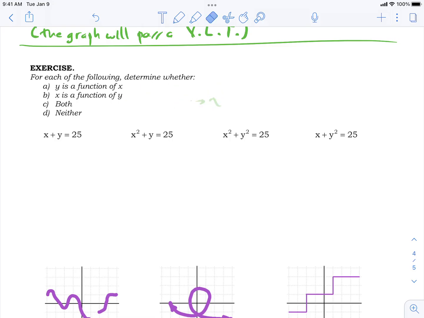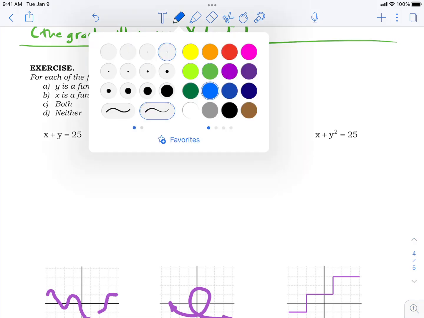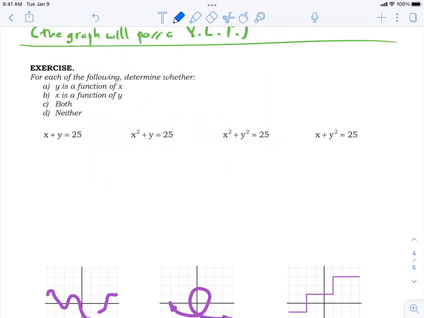Here's how I recommend you fly on these things, actually. x plus y equals 25. Let's take this one. What I would do is solve explicitly for y, and then solve explicitly for x. And then I would just look at those two equations and ask the question. If I were to make an xy table here, I plug in an x, do I always get the same answer for y? If I keep plugging in the same value of x, will I keep getting the same value of y? Yeah, I will. Or for this one, if I keep plugging in the same value of y, will I keep getting the same value of x? Yeah, I will.